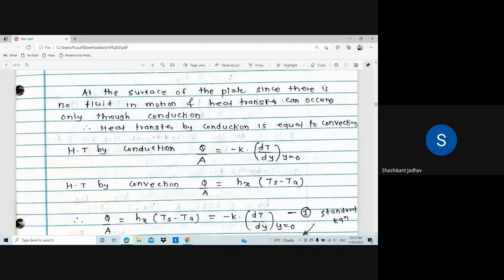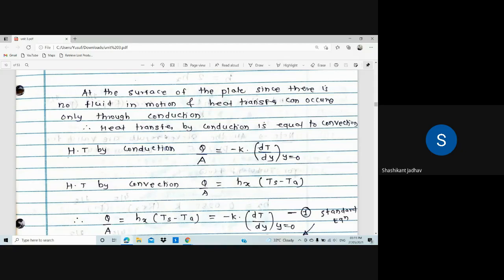Okay, so now we have to write down the equations of the conduction and convection, and that both equations we have to equate. Okay, so write down the equation. Heat transfer by conduction. As we know, the equation for the conduction is q is equal to k into a into dt by dx. Now in this case there is a y direction, so therefore we have to write the equation as q is equal to k into a into dt by dy. Okay, so write down the equation.